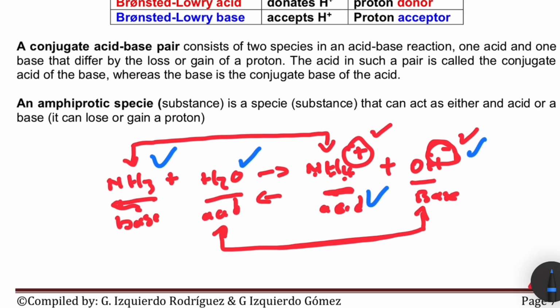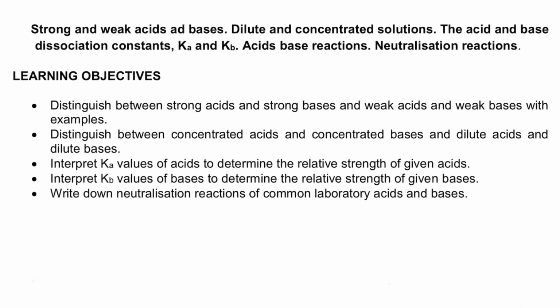But anyway, let's go ahead and take a look at the following concept. Different acids and different bases have different strengths. That is what I want us to touch on. We will talk about the strength of weak and strong acids, dilute and concentrated solutions, the Ka and Kb values derived from Kc, chemical equilibrium, and then acid-base reactions and neutralization reactions. Let's take a look.